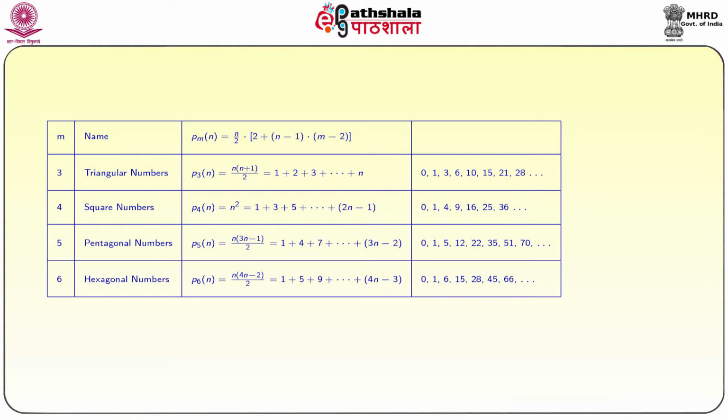And further, these are just sums of integers. So, obviously, they are multiples of n. The next one is hexagonal numbers. Hexagonal numbers are again where we add 1 plus 5 plus 9 and so on, up to 4n minus 3. So, here also they are in arithmetic progression, now the common difference is 4.